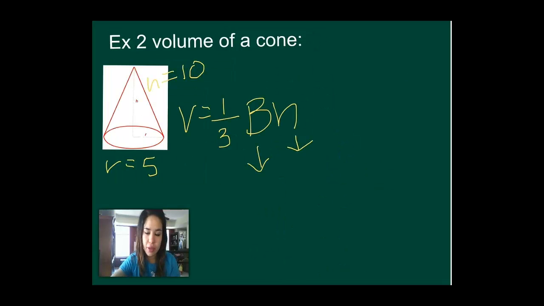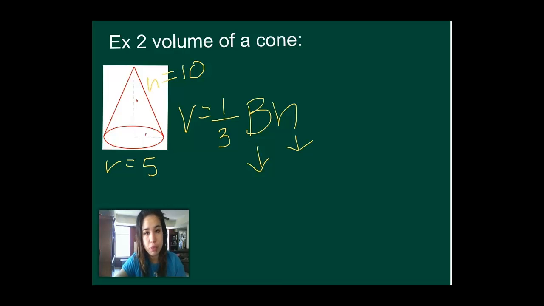Okay, so let's go ahead and try the second example. In this one, we have a cone, and in a cone they're giving us the radius, because remember that in a cone, to find the area of the base, since it's a circle, we need to know the radius. So we're going to do the radius being 5 and the height of this cone being 10. Same formula as a pyramid, 1/3 times area of the base times the height. We're still going to use that formula.